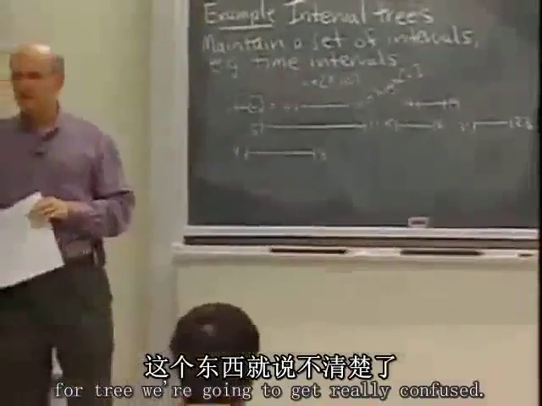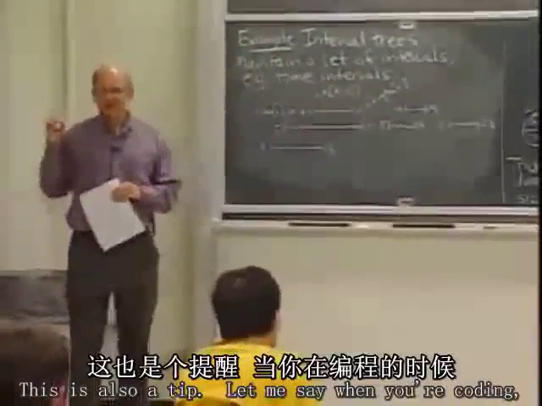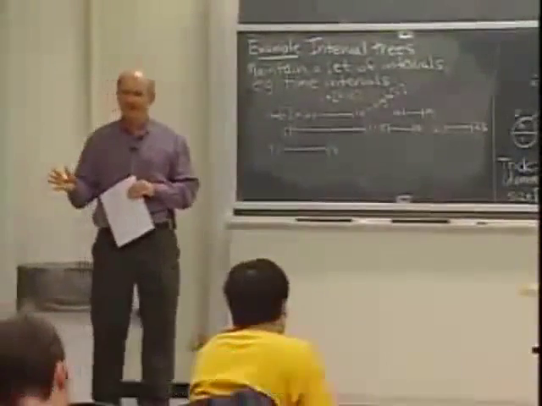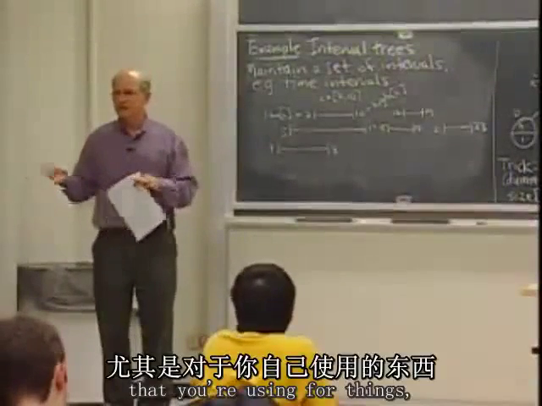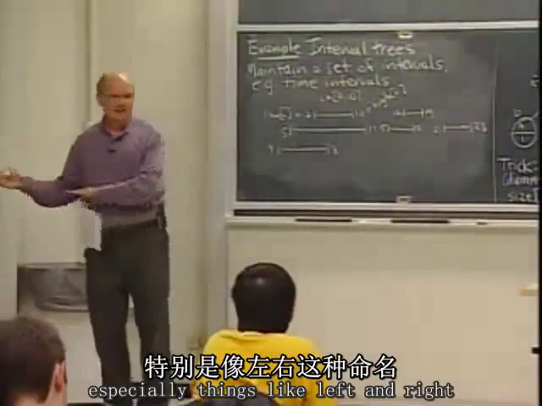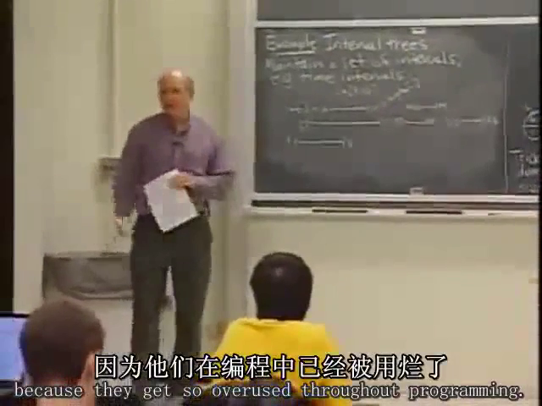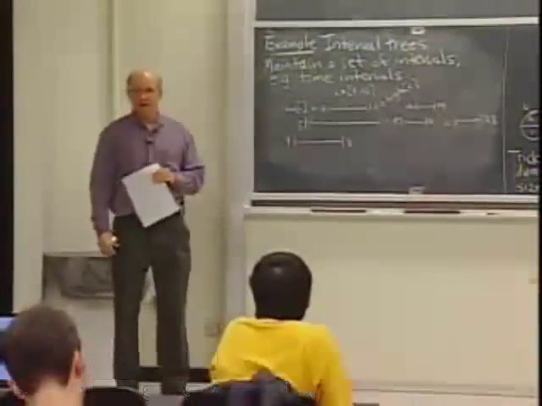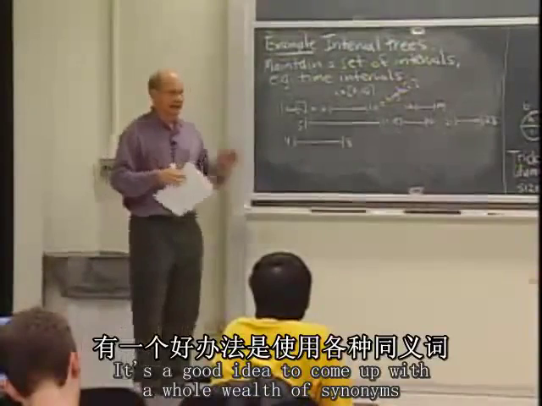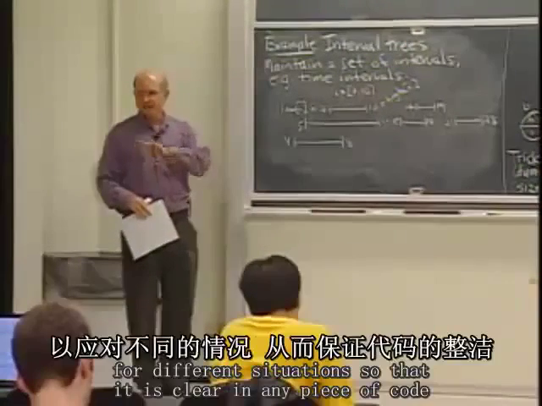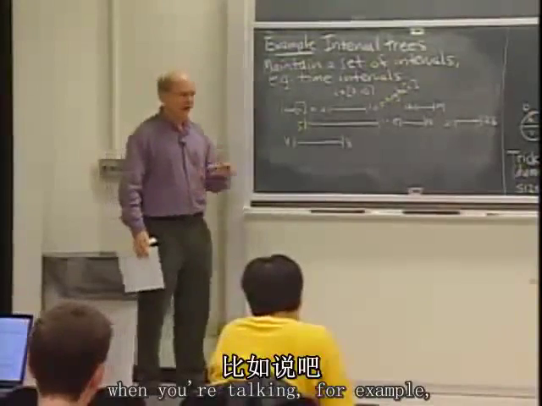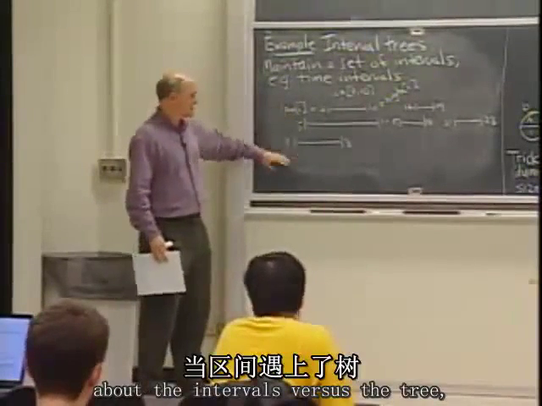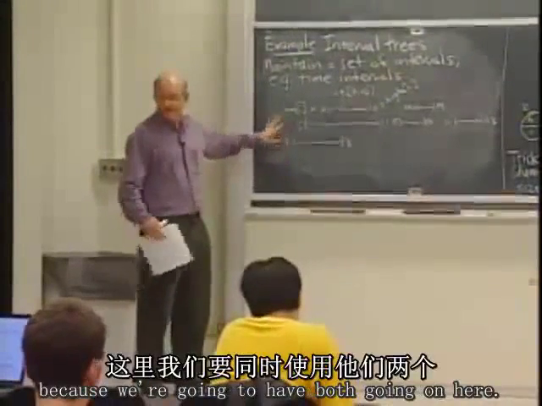So if I start saying left and right for intervals and left and right for trees, we're going to get really confused. This is also a tip, let me say, when you're coding: you really have to think hard sometimes about the words that you're using for things, especially things like left and right, because they get so overused throughout programming. So it's a good idea to come up with a whole wealth of synonyms for different situations so that it's clear in any piece of code when you're talking, for example, about the intervals versus the trees, because we're going to have both going on here.